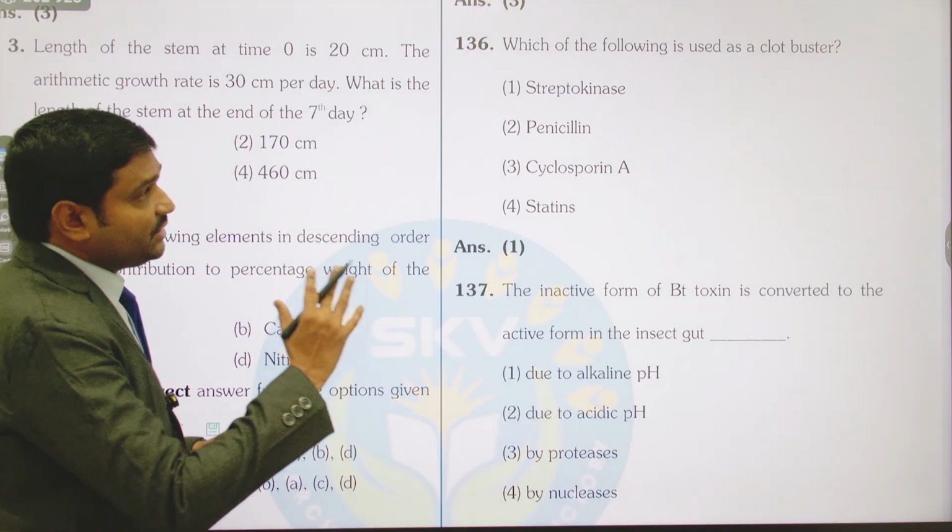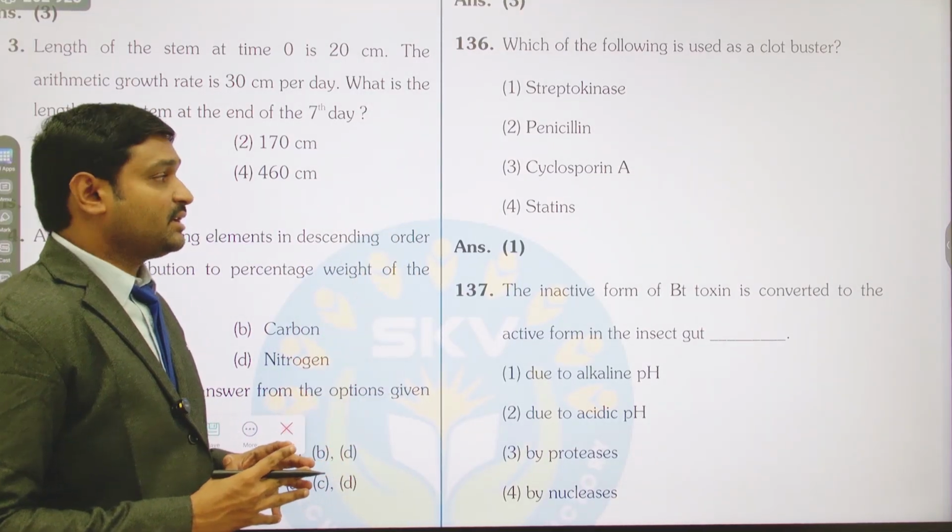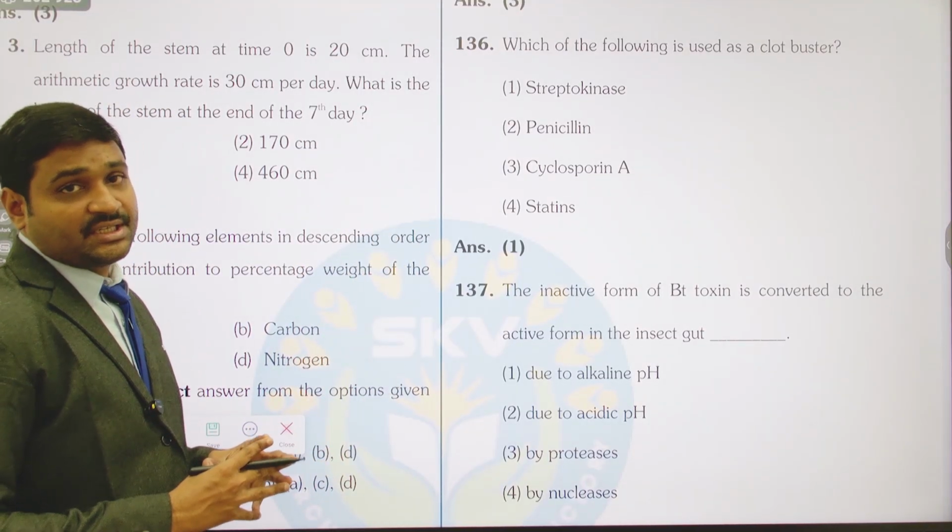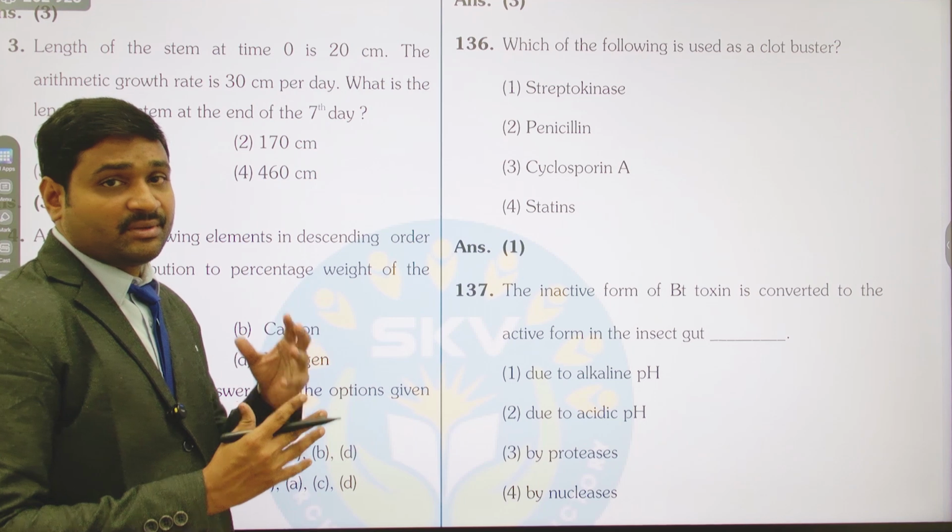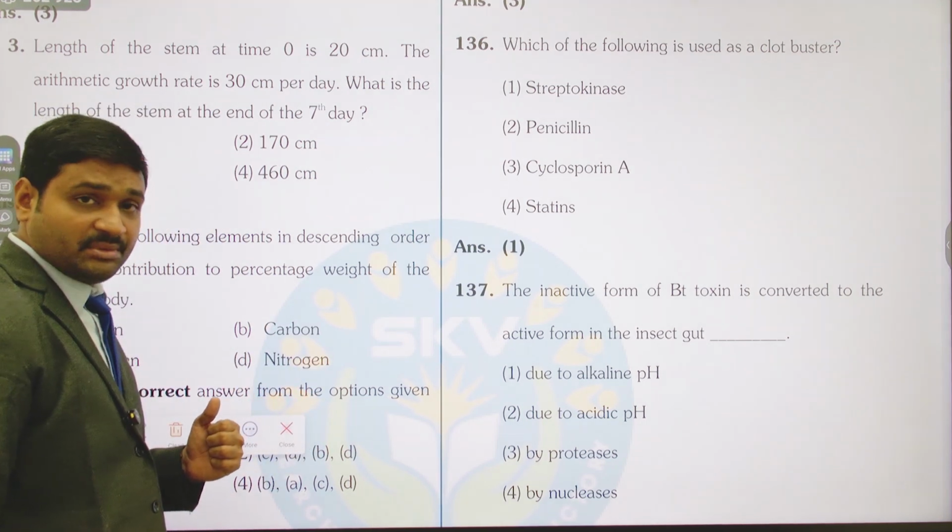Question number 136. Which of the following is used as a clot buster? Clot buster. Generally, this is a direct question from molecular, whatever the microbes in human welfare.